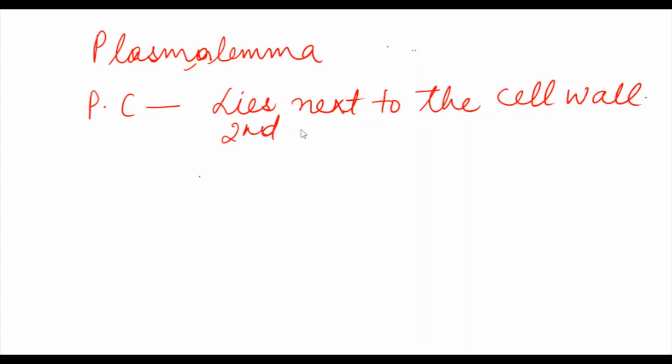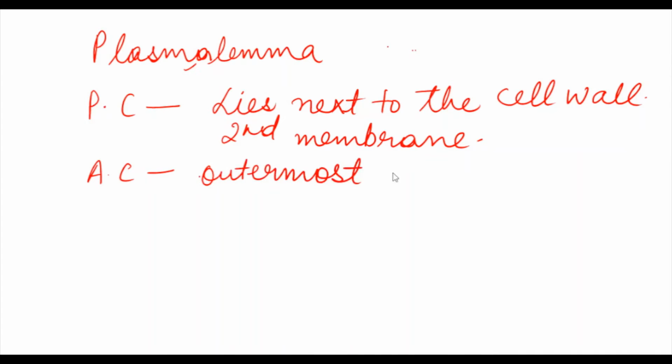What about the animal cell, children? In animal cell, it forms the outermost membrane. In animal cell, I am writing in short, it forms the outermost membrane. I hope till here it is clear. Next is what, children? Next, if we talk about the structure of plasma membrane, then plasma membrane is actually porous in nature. It has got fine pores through which substances may enter or leave the cell.